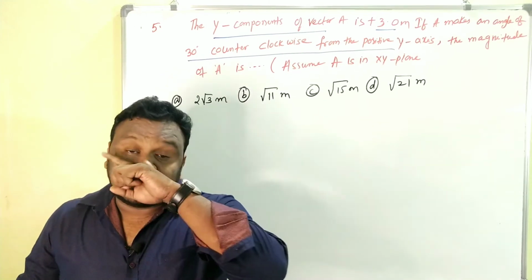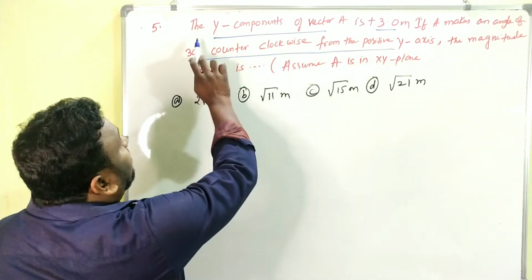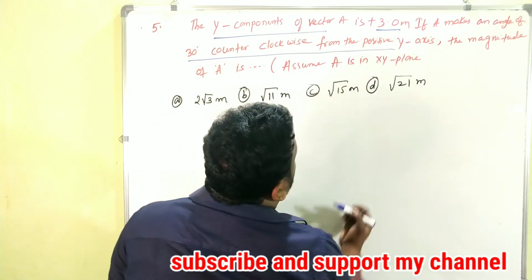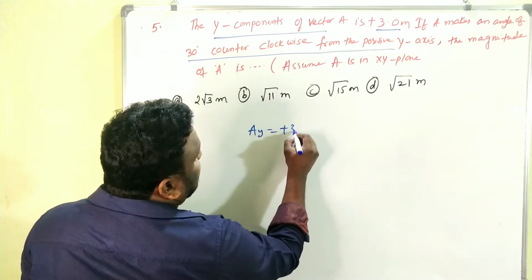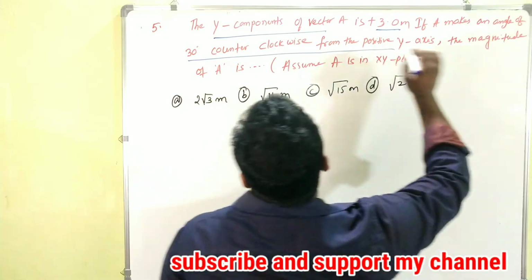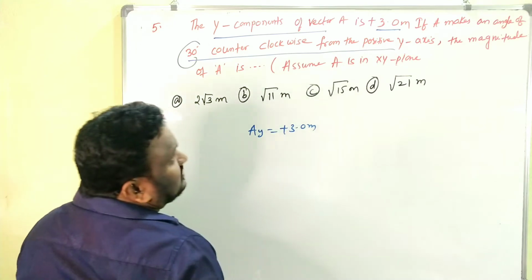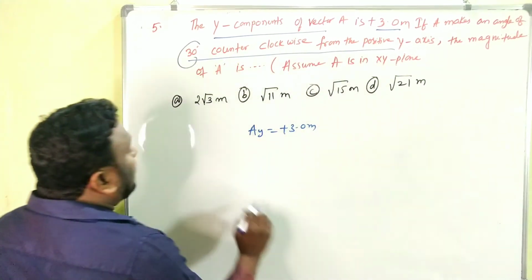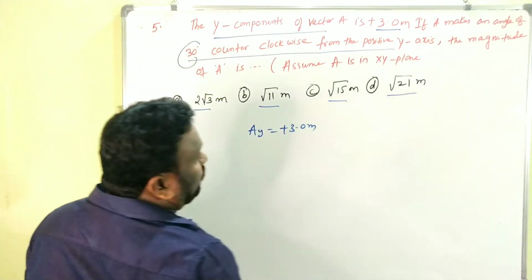This question is based on the resolution of vectors. The y component of vector A is plus 3.0 meters. If A makes an angle of 30 degrees counterclockwise from the positive y axis, then the magnitude of A is, assuming A is in the xy plane? The options are 2 root 3, 2 root 11, root 15 and root 21.